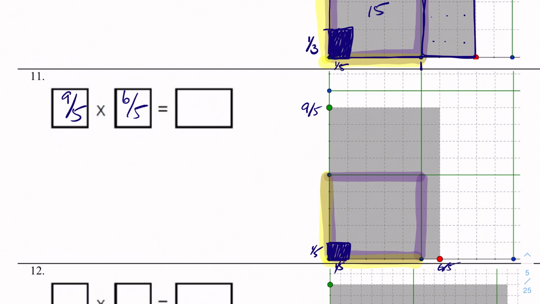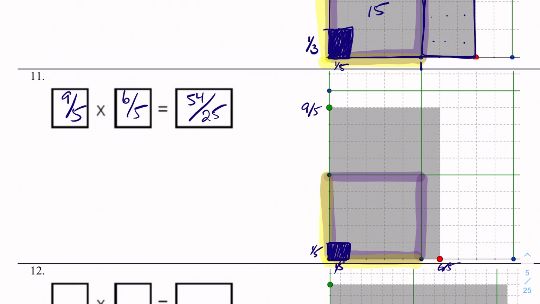Well, we have 9 rows by 6 columns. 36. I'm sorry, 9 rows by 6 columns. How about 54? 9 rows by 6 columns. And then what part of the whole are they? Well, they're 5 by 5, so they're 25ths. So we have 54 25ths. That's our answer for the area, 54/25.